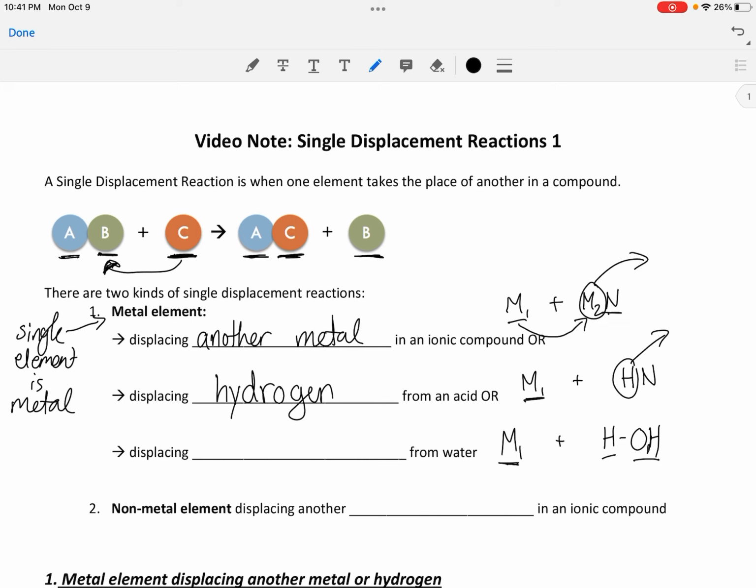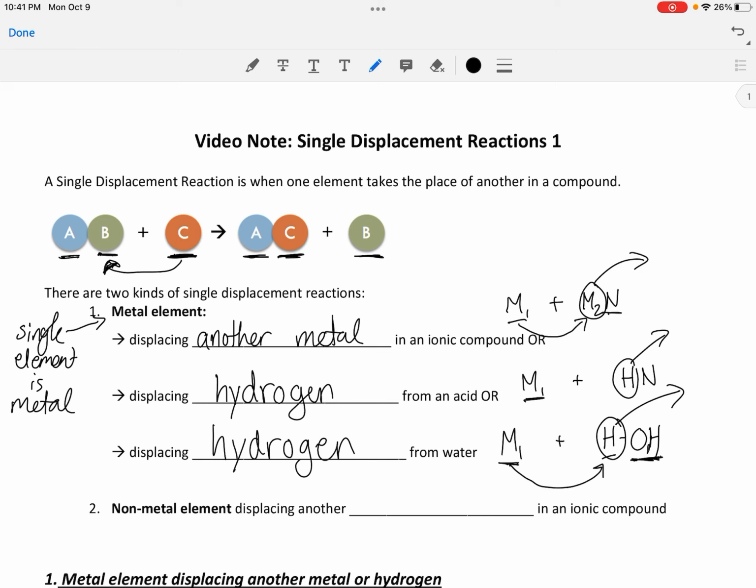When we do a single displacement with water, that metal's going to come in here and bump out that hydrogen and bond itself to the hydroxide that's left behind. So hydrogen gets bumped out, and hydrogen is the single thing again, but now that metal is bonded to the hydroxide. So the third thing a metal element can do is displace a single hydrogen from water.